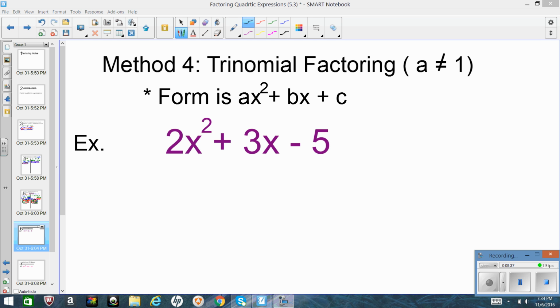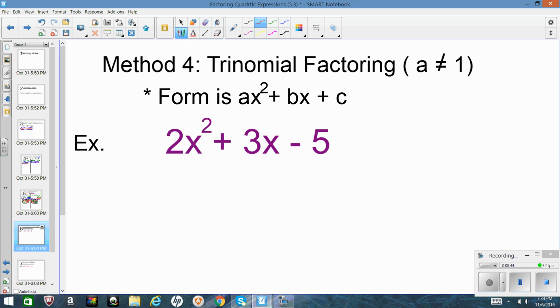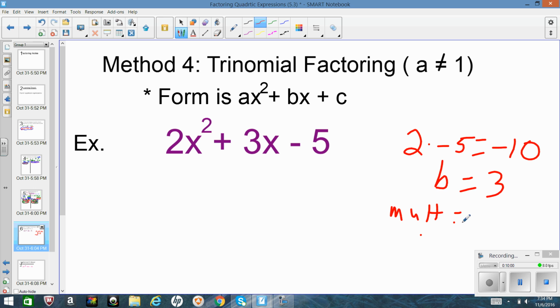So again, method 4, trinomial factoring, but this time a is not equal to 1. Just like we did in method 3, we're going to take the first term times the last term. So we're going to take 2 times negative 5, which gives me negative 10. And my middle term, once again, is important, so b is equal to 3. So I'm going to multiply to negative 10, and I'm going to add to 3.